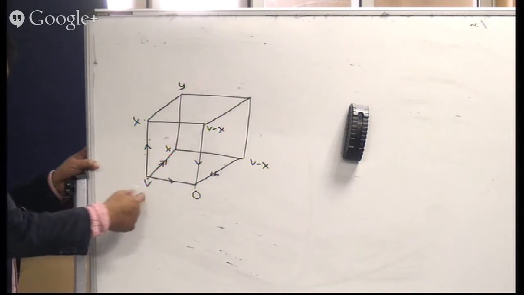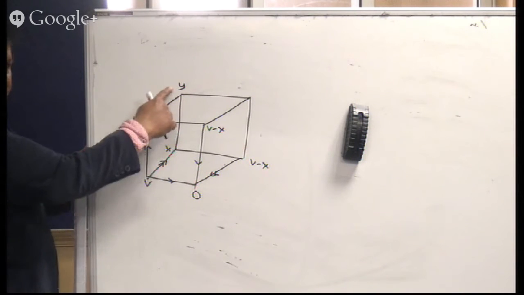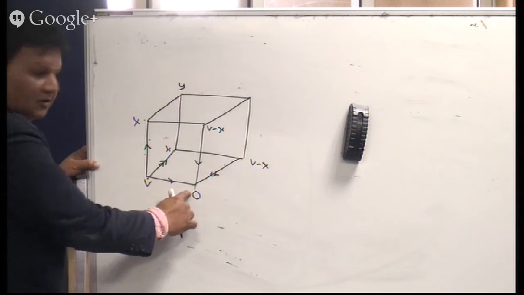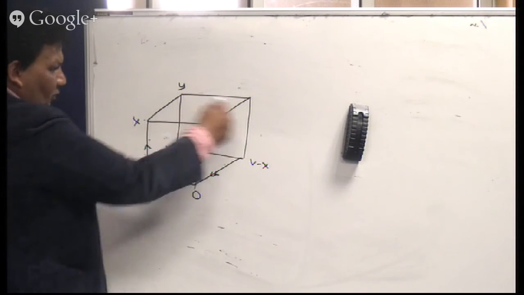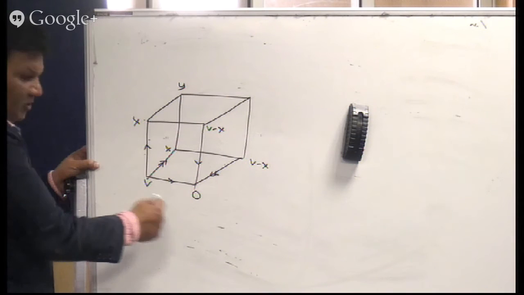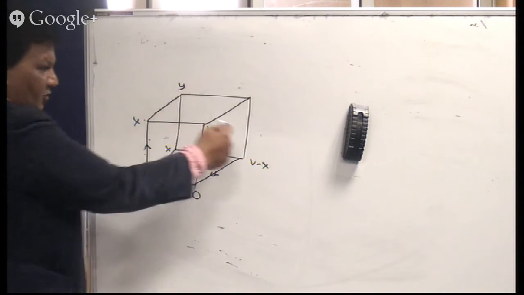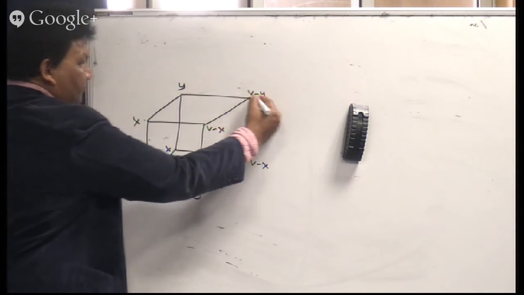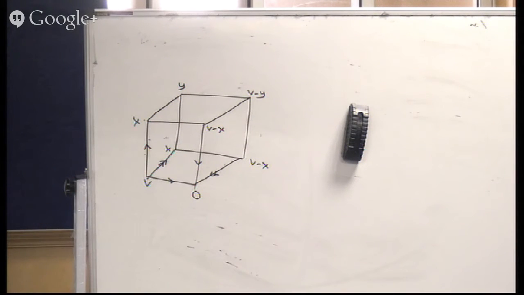So what is the potential difference across this diagonal? ये difference कितना होगा? 0. तो जो potential difference इधर होगा, same potential difference will be here. So what is this? V minus y. So this should be v minus y. Find x and y.